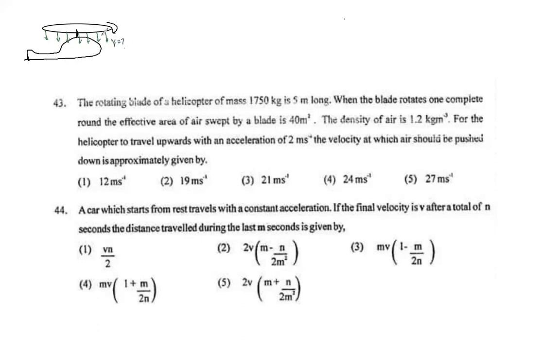So when it pushes air downwards, what will air do? Air will push it vertically upwards like this. Lift force given by air, and also there will be the weight of the helicopter, mg, but we want the helicopter to go up with an acceleration of 2 m s minus 2.